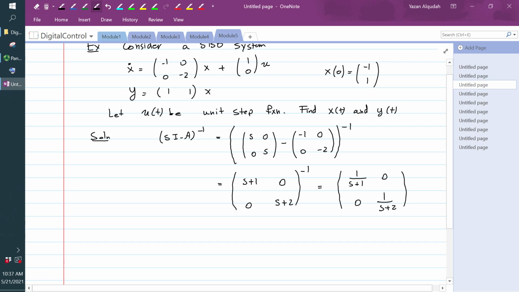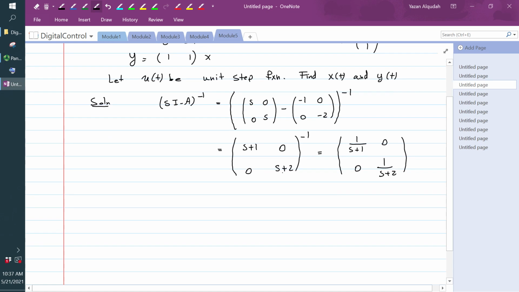And you can immediately see that if I multiply this matrix by this matrix, I'm going to get the identity. s plus 1 over s plus 1 is going to cancel. And then when I multiply s plus 2 by 1 over s plus 2, I'm going to get a 1. But in general, we know how to calculate the inverse of the matrix. Okay, so this is what sI minus A inverse is equal to.